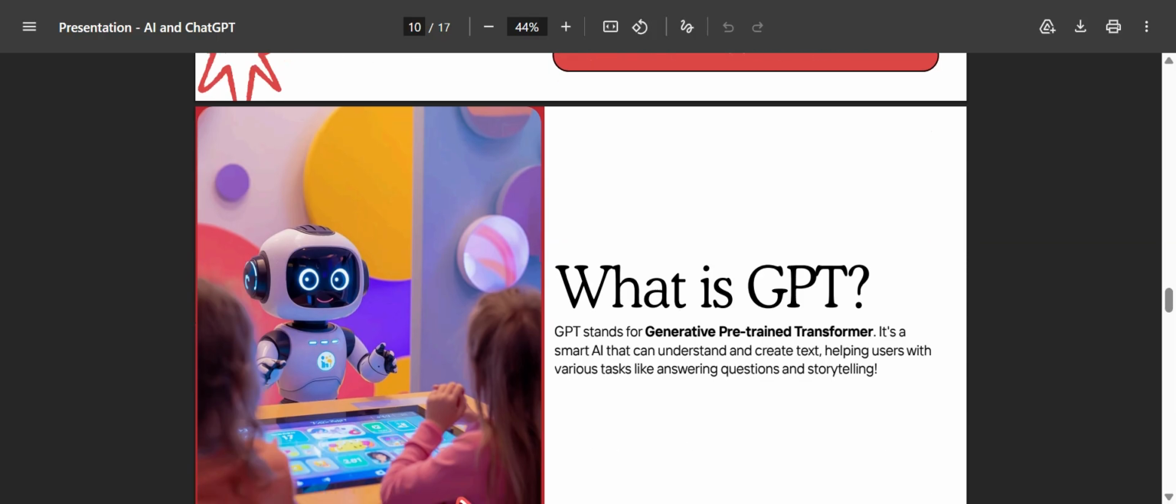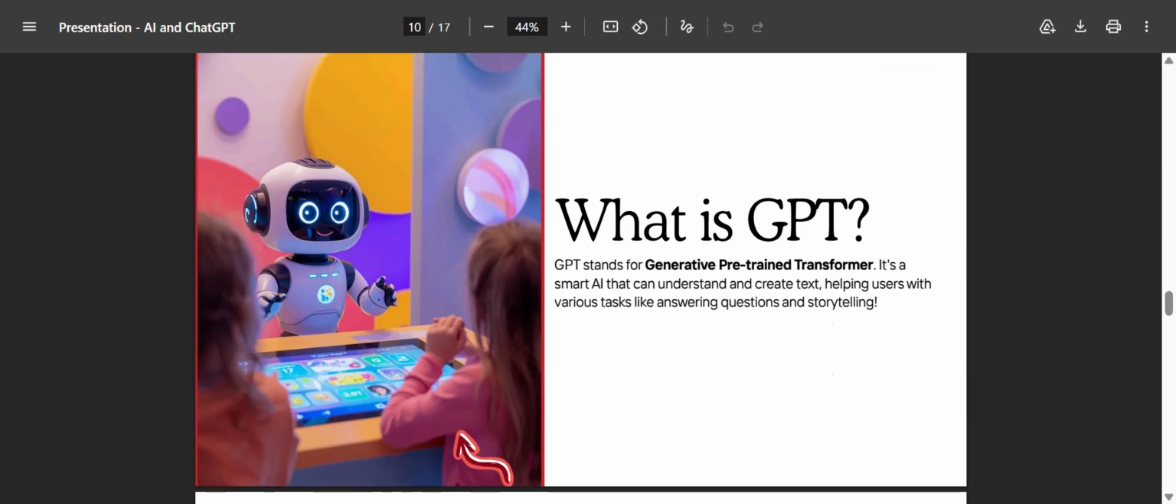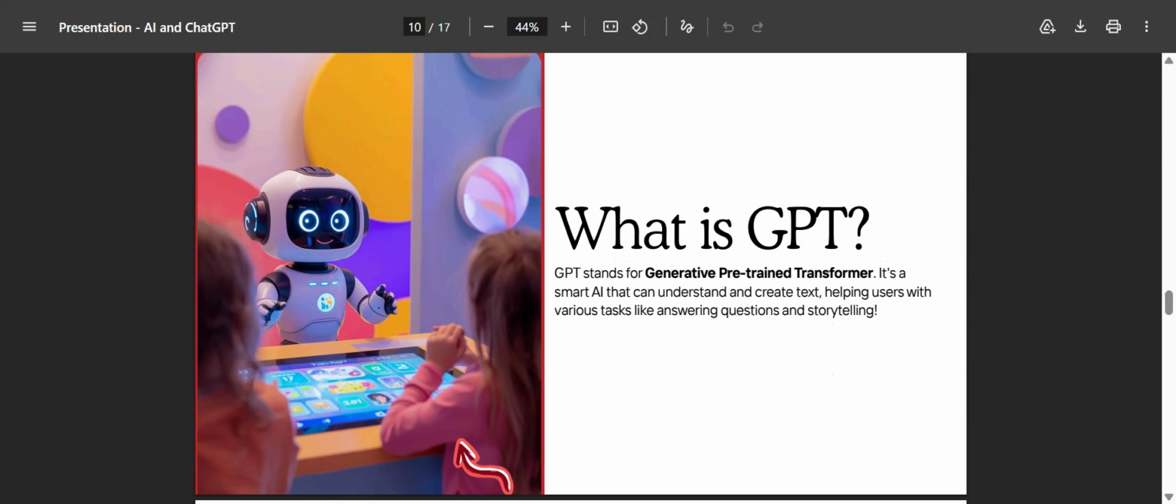And so the AI tool we'll be looking at in today's class is ChatGPT. It's one of the most common AI we use. So we have ChatGPT, we call it GPT. GPT stands for Generative Pre-trained Transformer. It is a smart AI that can understand and create text. It helps users with various tasks like answering questions and storytelling.